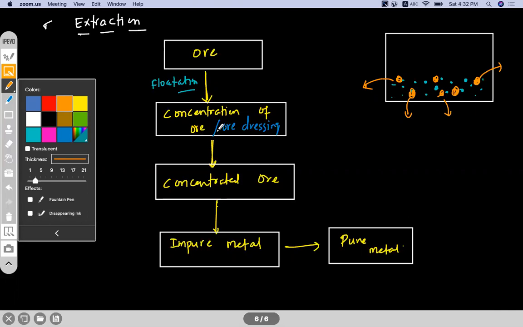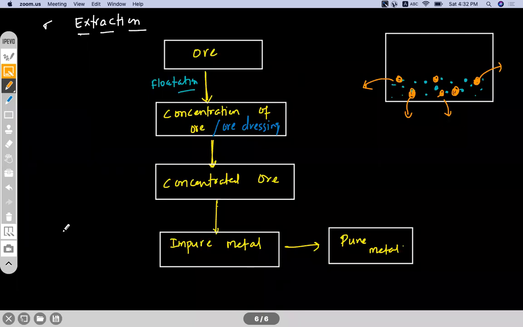We have hydraulic wash also, the gravity separation method, and froth flotation over here. We have electromagnetic separation when the metal present has magnetic properties and the impurities do not show any magnetic properties. In that case, we can use magnetic separation, which we also call electromagnetic separation. All these processes we can use. Once you get the concentrated ore, after concentration is done, we reduce it, because usually we get oxides of metals here, which we can reduce to remove oxygen, and we get impure metals, which we then purify.